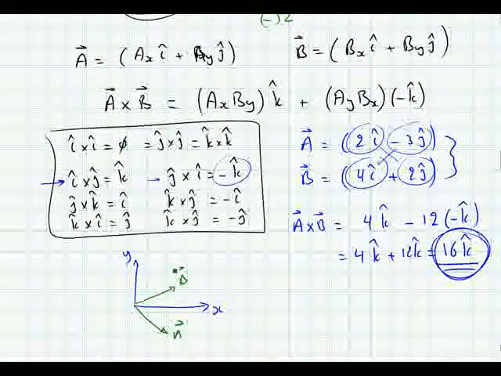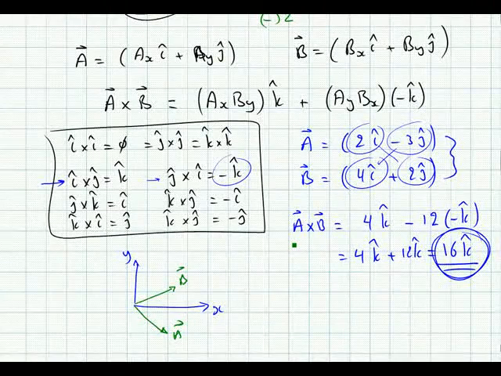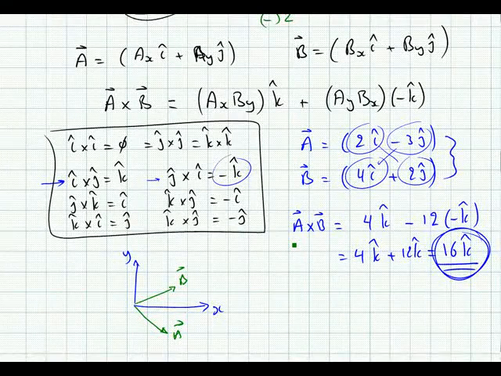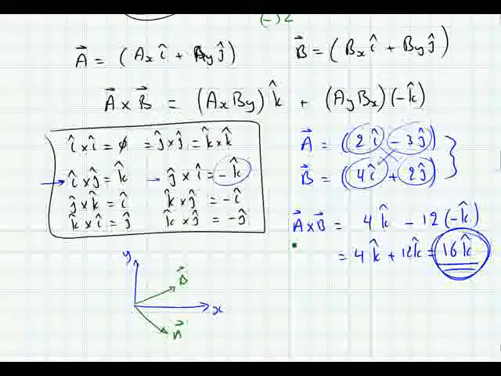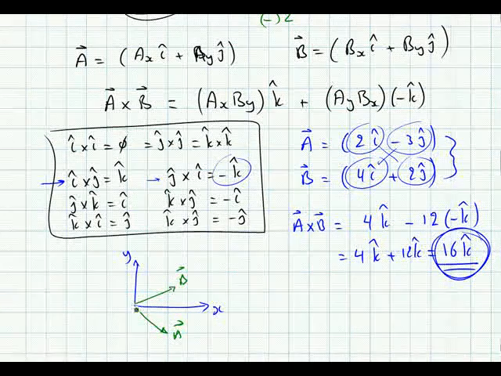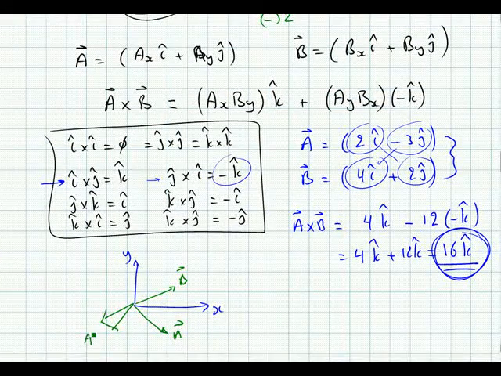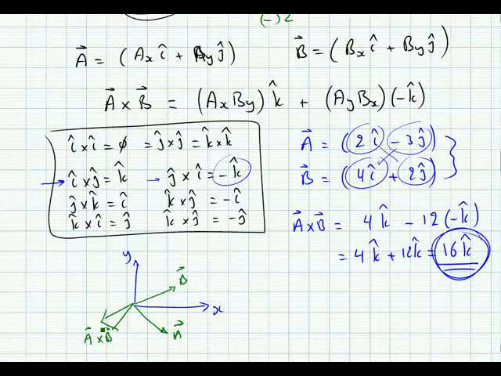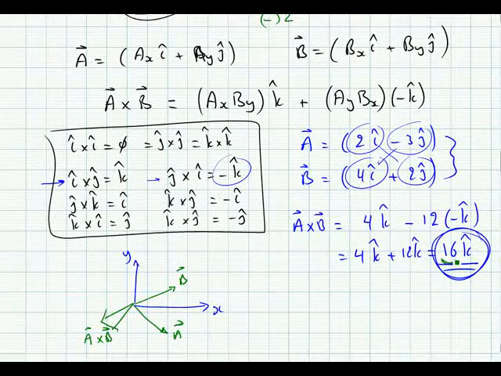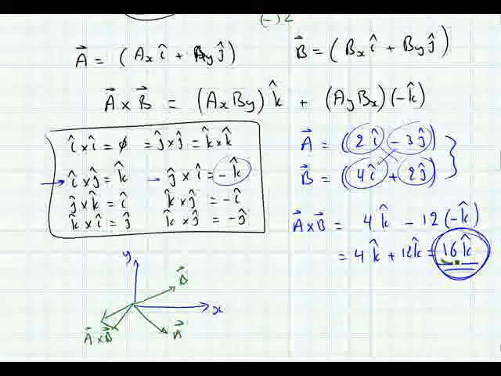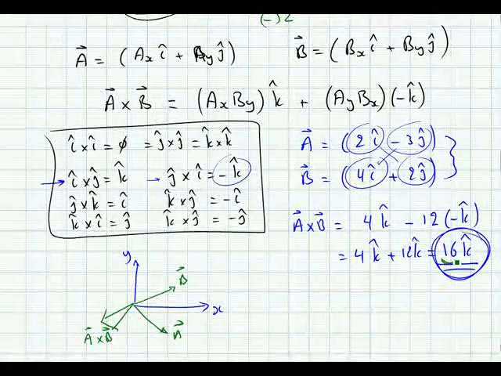And in this case we have A cross B, vector z pointing out of the page. So A cross B is out of the page, and it is 16 units long, so it's out of the page towards you, and it's 16 units long.